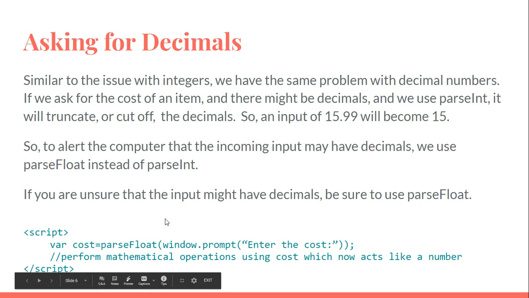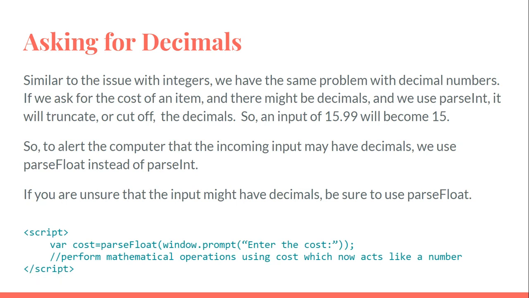If I want decimals, I have the same issue because it's coming in as quotes. So I have to do some parsing to get decimals also, but I can't use parseInt. If I use parseInt on a decimal, it's going to truncate or cut off all the decimals. So if I input 15.99 and I parseInt that, I'm going to get 15. So I'm losing 0.99. I'm losing a good chunk of the number that I've inputted. So if there's a chance that the user might put in a decimal and you want to make sure that you don't lose that decimal, then instead of using parseInt, we use parseFloat.